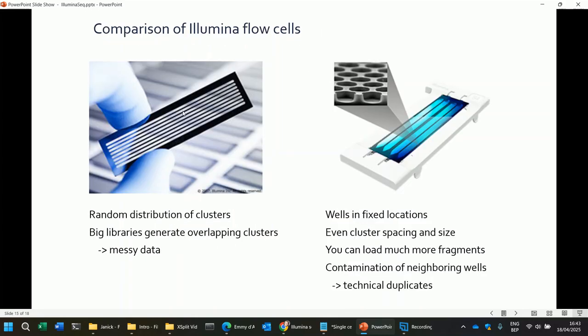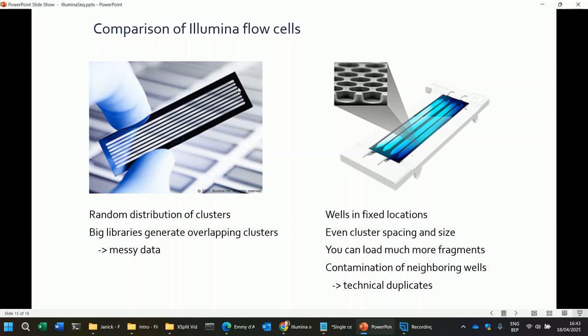I would like to come back to these two types of flow cells. These flow cells are used by the MiSeq sequencer. These flow cells are used by the NovaSeq sequencer. What is the benefit of these patterned flow cells? Well, in patterned flow cells, you get a better distribution of clusters because of the wells that they contain.